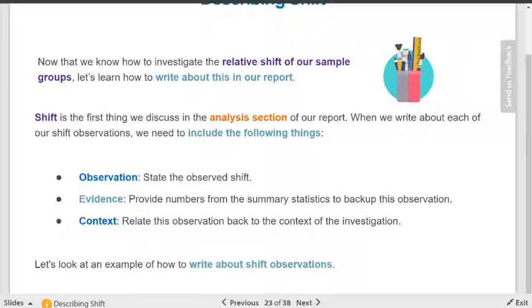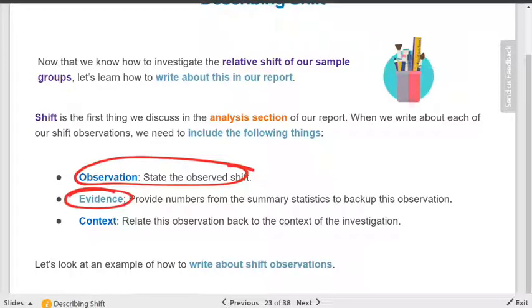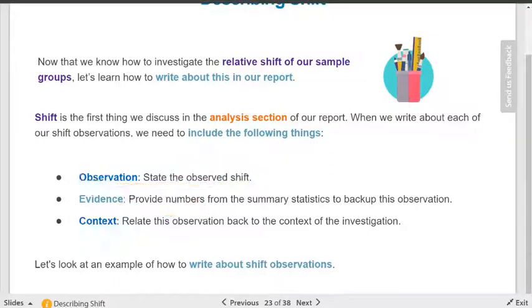So, state the shift, provide your evidence, and that has to have numbers in it. Don't think that you can just say, because this line is bigger than this line. That doesn't work. You need the actual values. Okay? And it must be related back to the context of your investigation.